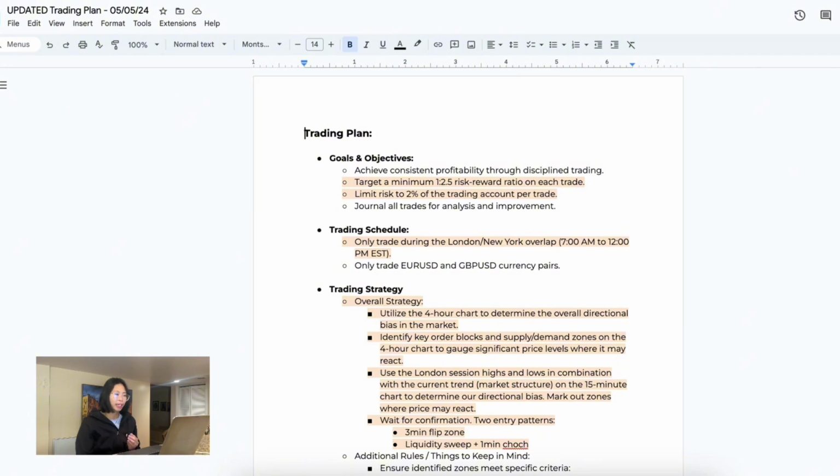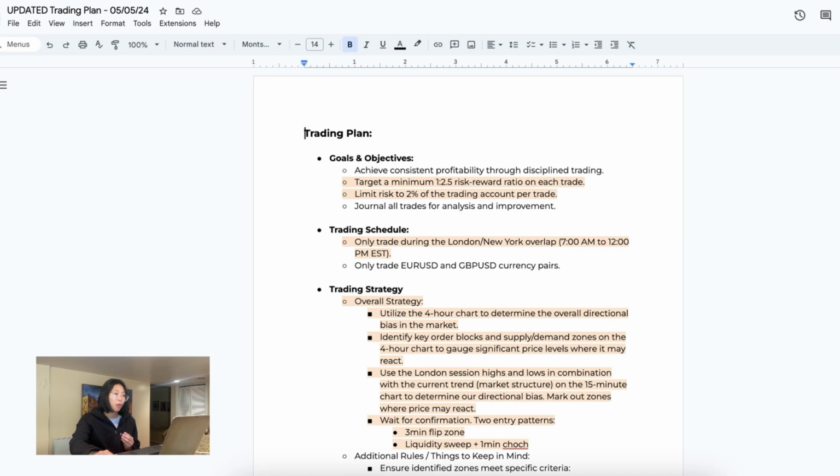One thing I didn't add here is if an order gets placed before 12 p.m. Eastern Standard Time, I will stay and manage that trade. So let's say I place a limit order at 11:45 and it gets filled. I will stay and manage the trade even if it's past 12 p.m. Eastern. And that's because I did see winning trades that got filled towards the end of the trading window, but still won. So those are pretty much the major updates to the trading plan.